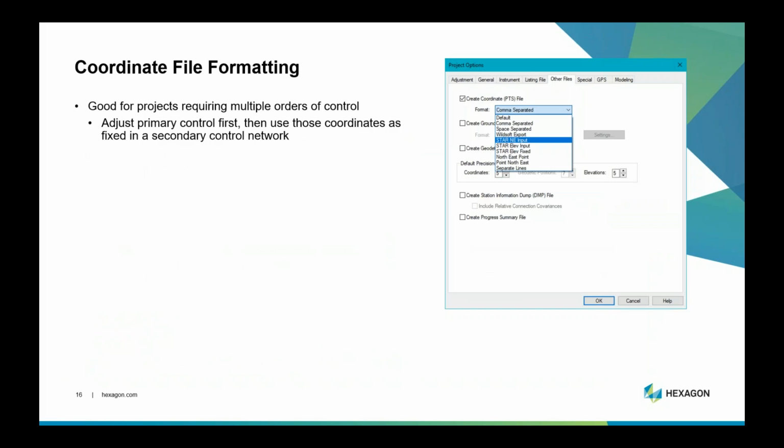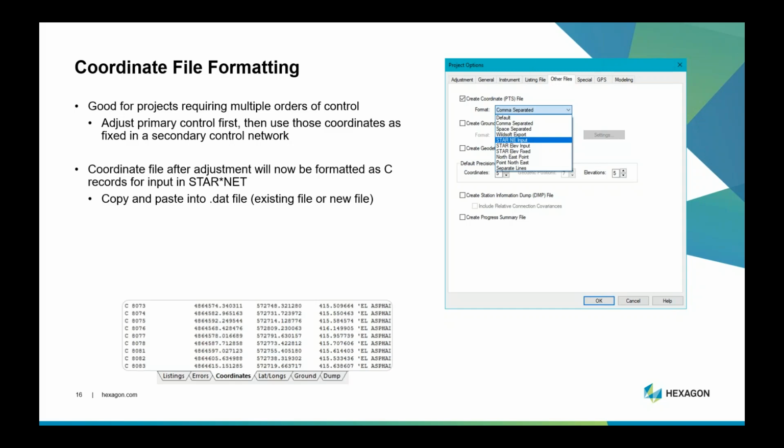Coordinate file formatting. Say you've got a project that has two different levels of control. You've got an outer control ring, say some pillars that you need to measure between, and then you're coming off of those pillars and measuring in a control network with nails in the ground. This will allow you to copy over those coordinates from your primary adjustment very easily into your secondary adjustment. You go to the Other Files tab in your project options and select that star any input.